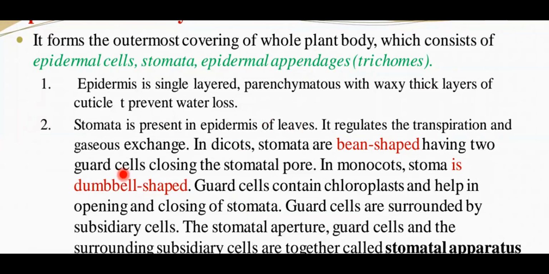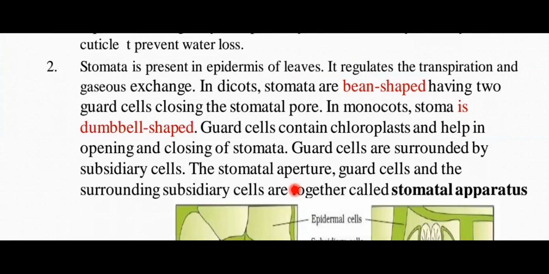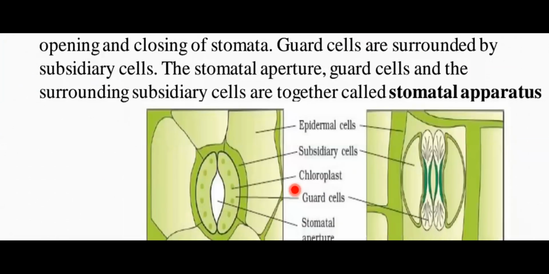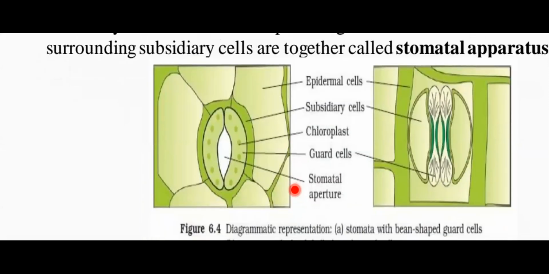Stomata, what is stomata? We are well aware of it. These are the structures present in the epidermis. They regulate the process of transpiration and gaseous exchange, and each stomata is composed of 2 bean-shaped cells that are called guard cells. Okay, and these enclose the stomatal pore. You should also know that in dicots, the guard cells are bean-shaped. In monocots, the guard cells are dumbbell-shaped. Guard cells are chloroplast-containing cells. They help in the closing and opening of the stomata depending upon their turgidity, and they're also surrounded by the subsidiary cells. The entire structure, which includes the stomatal aperture, guard cells, and surrounding subsidiary cells, is called the stomatal apparatus.